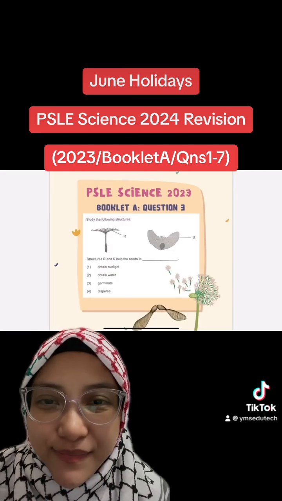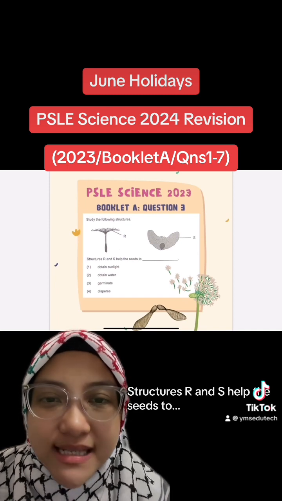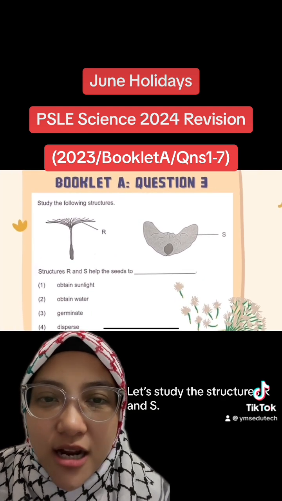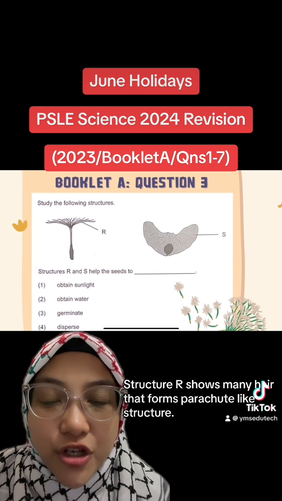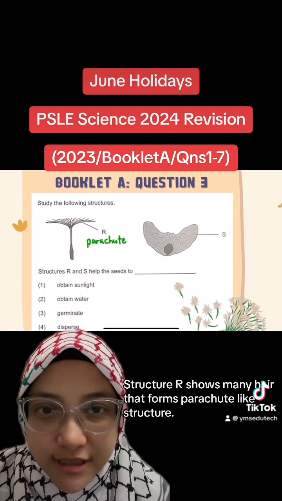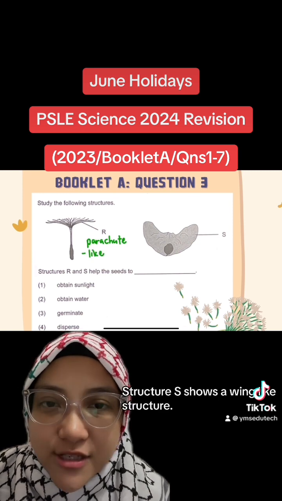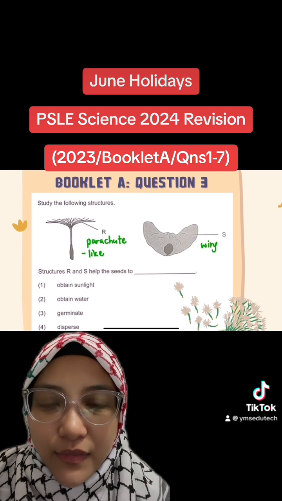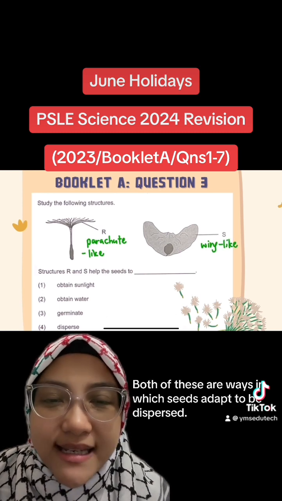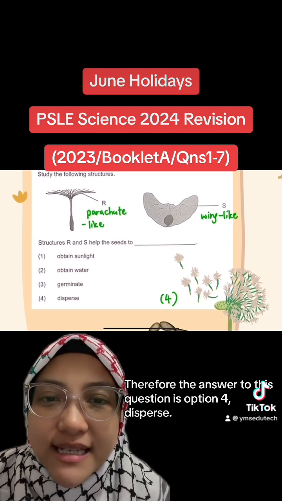Question 3. Study the following structures. Structures R and S help the seeds to... Let's study the structures R and S. Structure R shows many hairs that form a parachute-like structure. Structure S shows a wing-like structure. Both of these are ways in which seeds adapt to be dispersed. Therefore, the answer to this question is option 4, disperse.